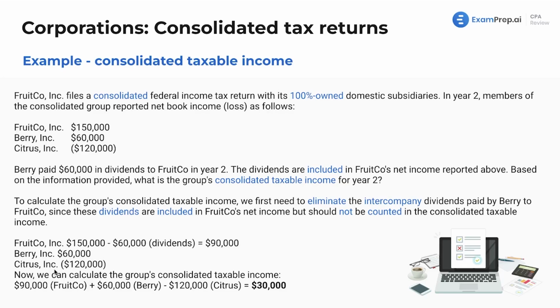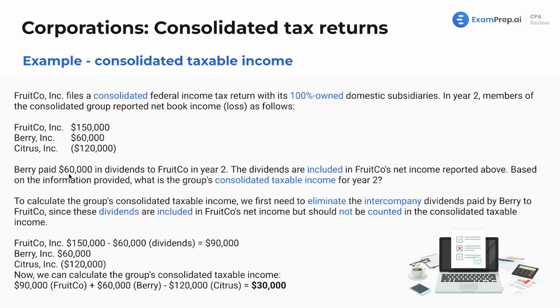Like I said, this is much more simple than the example we had prior. Now we can finally calculate the group's consolidated income, which is going to be $90,000 for Fruitco, which is really the only one that changed, plus $60,000 for Berry, minus $120,000 for Citrus, leaving us with $30,000.